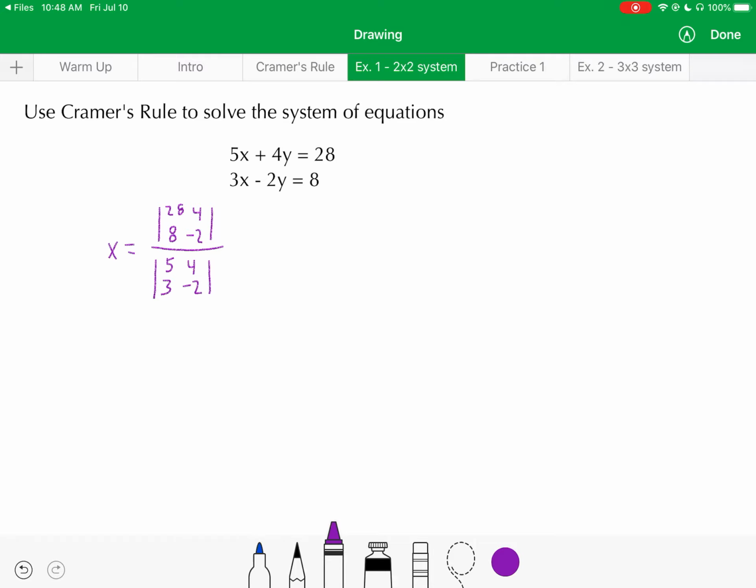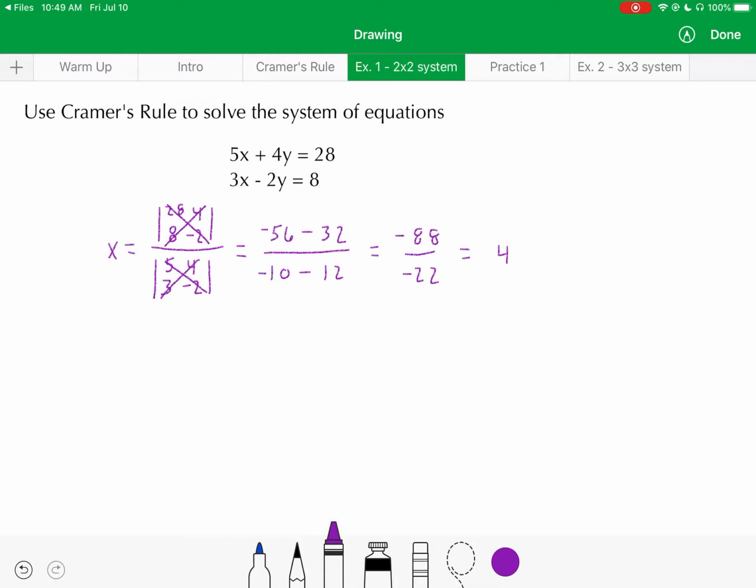And now I simply need to find the value of each one of these determinants. So I'm going to find that product, which is -56, and subtract that product, which is 32. I'll simplify that here in a moment. And down below, this product of -10 subtracted by this product of 12. And that's going to result in -88 over -22, which equals 4. So the solution to this system is going to have an x coordinate of 4.